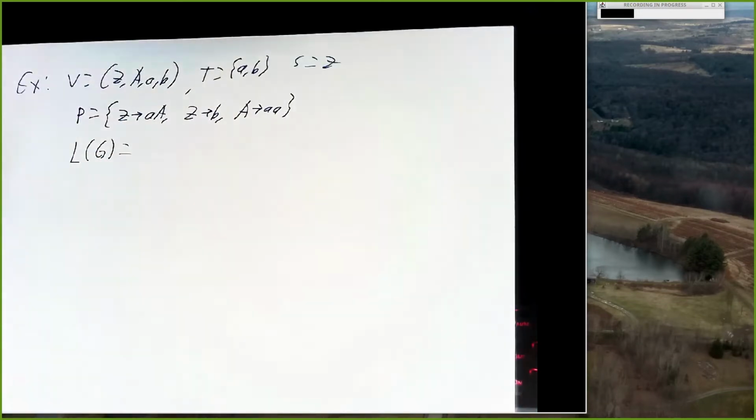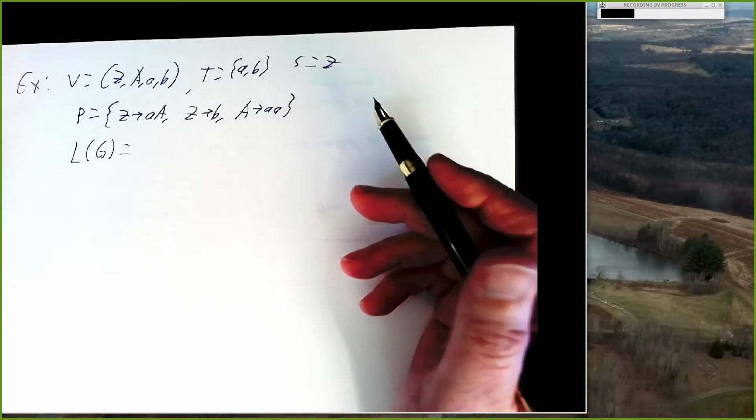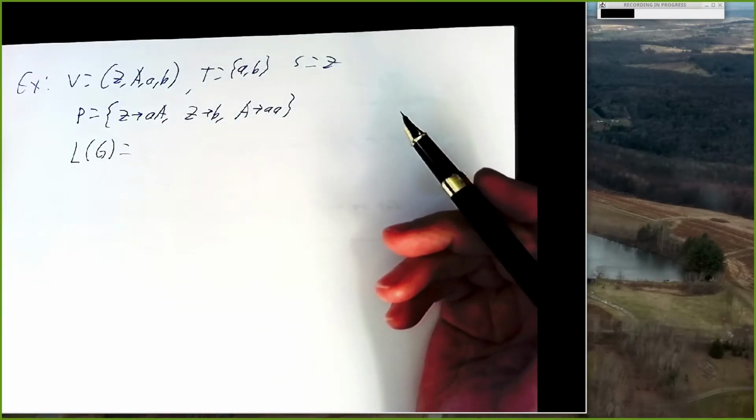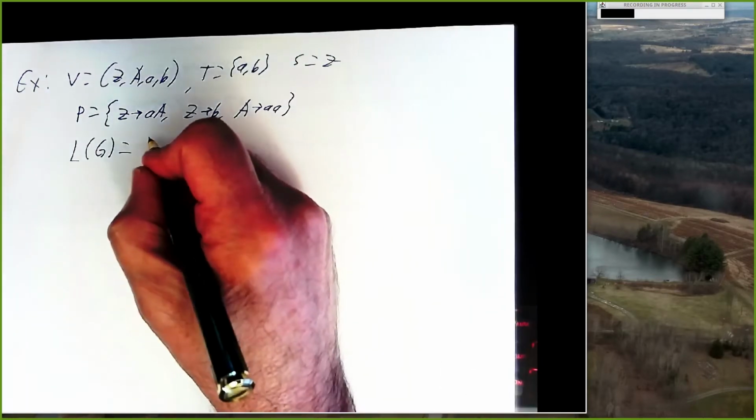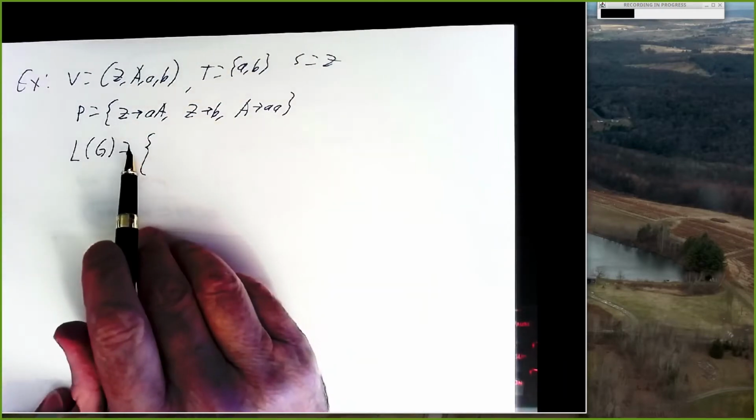So what is the language of this grammar? We want to find all the strings of terminal symbols we can get to from Z. And there's one that jumps out right away from the production rules. So what's one string we can get to? Three little a's. Okay, that's not as direct as the one I was thinking.